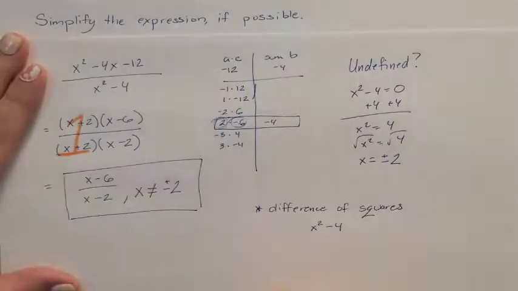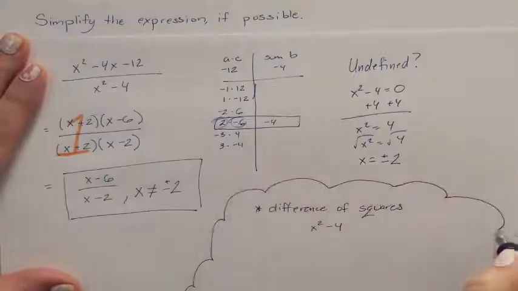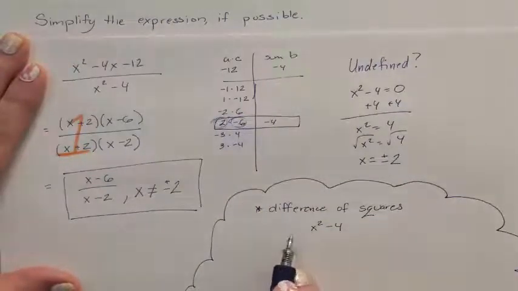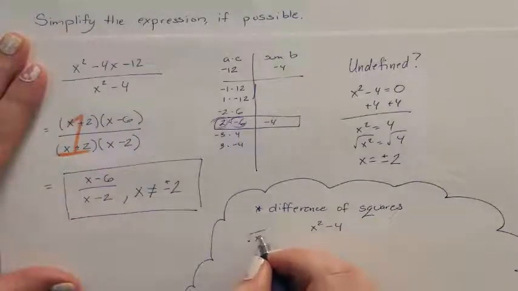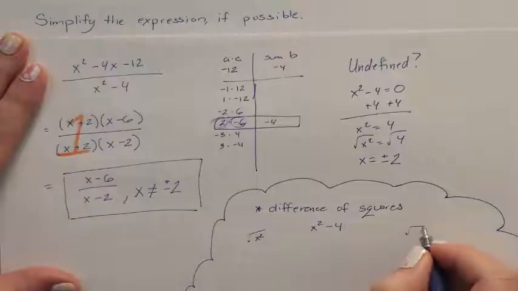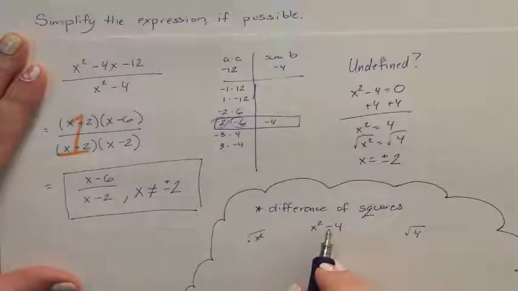I want to add a little side note. I actually had somebody ask me to review difference of squares, so I want to put this here real fast as a review. If you can take the square root of the front, and if you can take the square root of the back, and if it is a subtraction problem, it's a difference of squares.